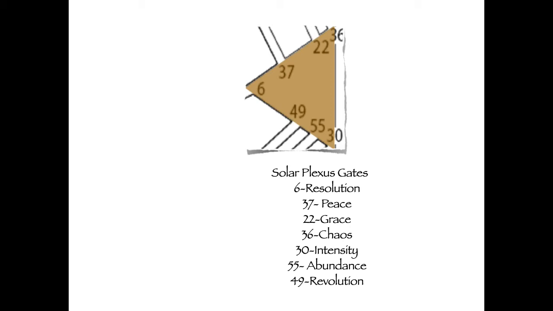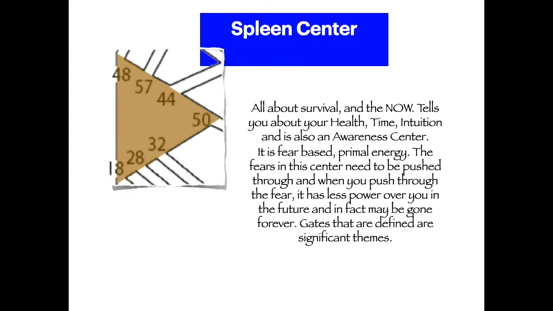So let's move on to the spleen. When we talk about the spleen, we're really talking about a center that's considered very primal, and it is all about survival and the now. So anything that happens in the spleen is about that moment. It is a type of intuition that we get, but it's an intuition that comes with some level of fear, because again, it is something that is more primal, more survival based.